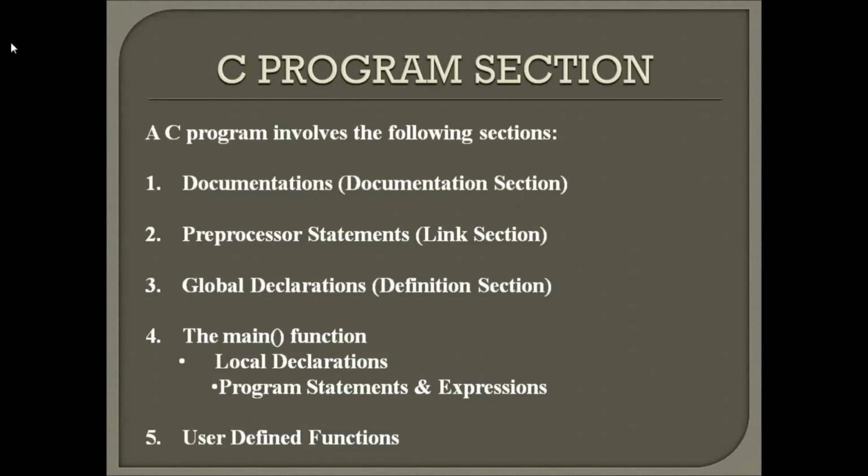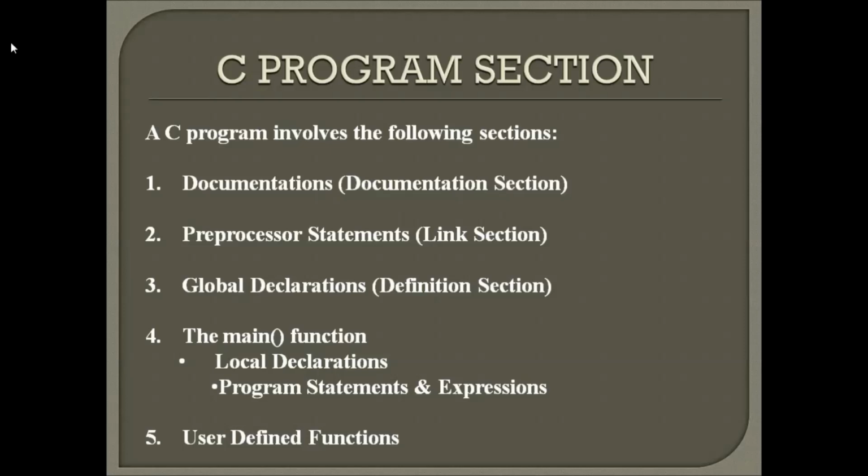A C program can be divided into 5 sections. Whatever program you write, all C programs should contain these 5 sections. The first section is the documentation section, the second is the preprocessor section, the third is the global declaration section, and the fourth is the main function. Again, the main function can be divided into 2 parts, that is local declaration and program statements, and the last one is user defined functions.